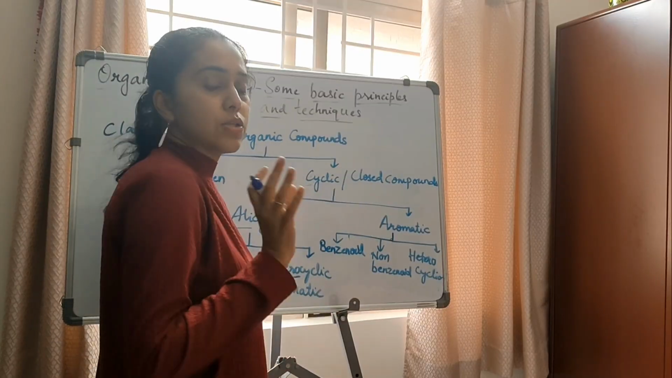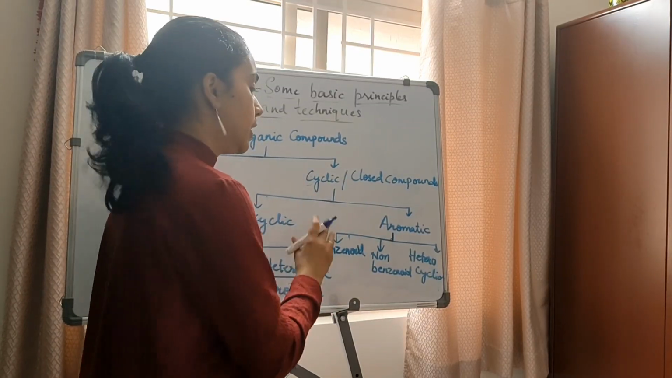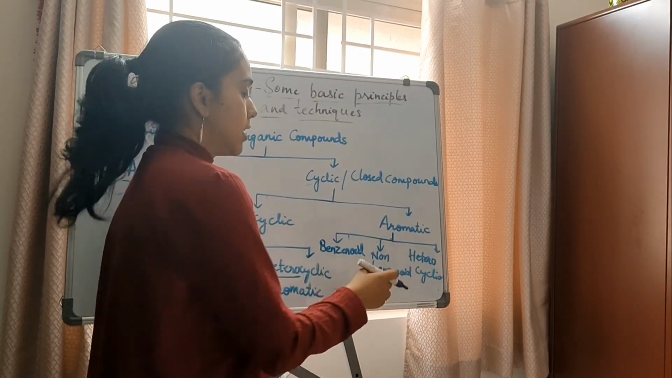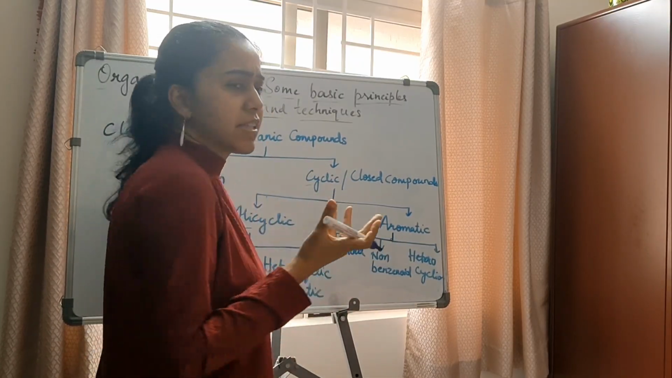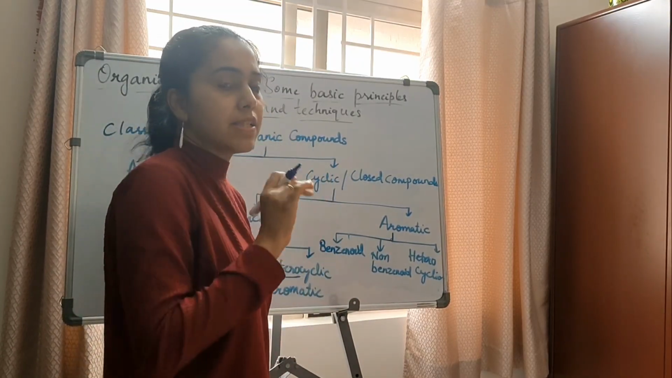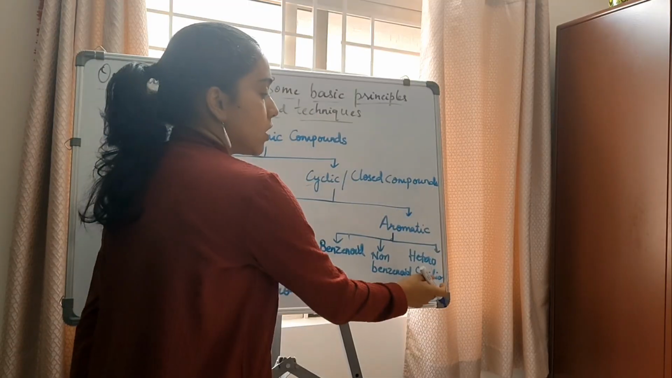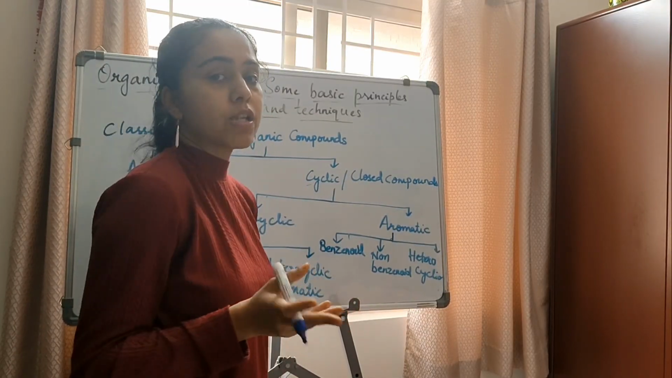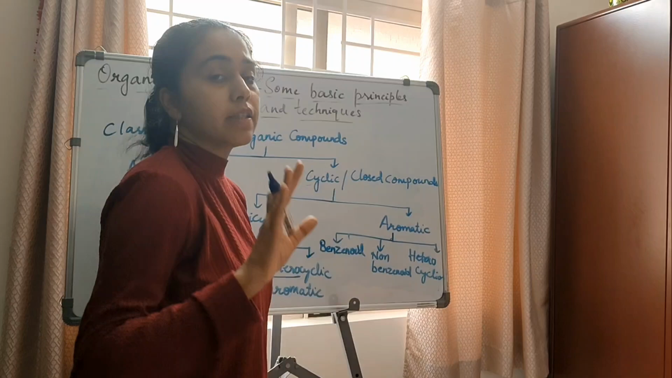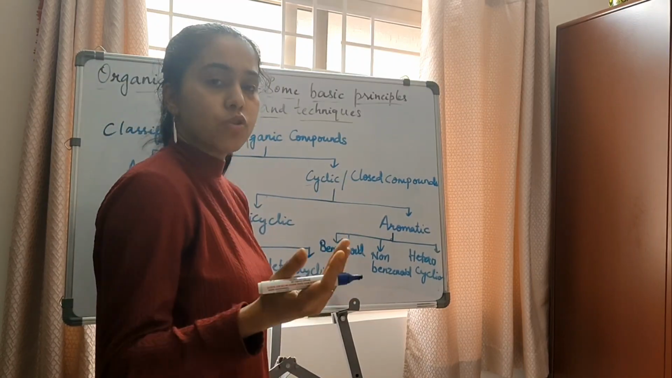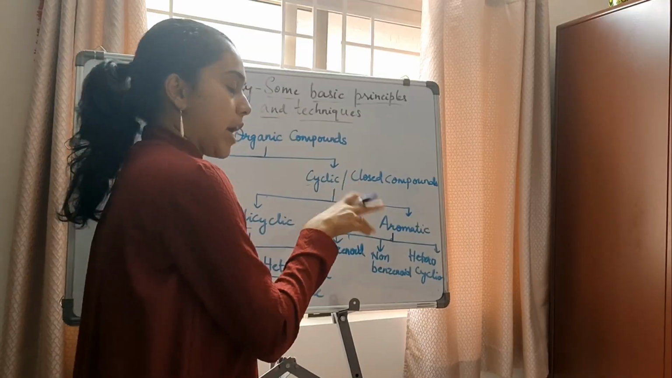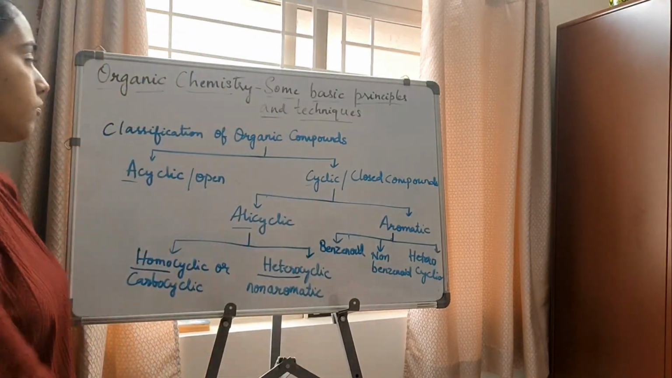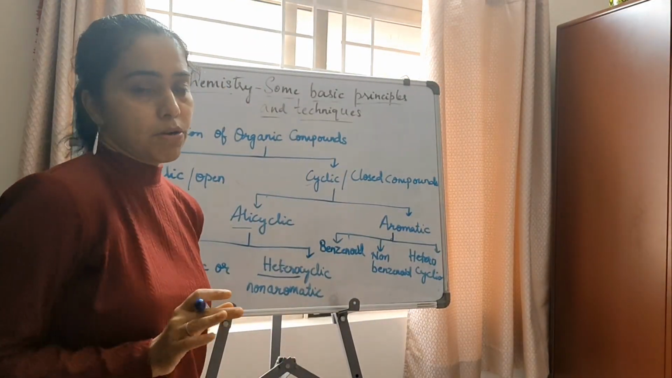First of all, benzenoid. Here you will have a benzene kind of ring in the compound. Second is non-benzenoid type of compounds. The name itself tells you that this will not have a benzene-like structure. Third is heterocyclic aromatic compounds. Again, here along with carbon, there will be some heteroatom like nitrogen, sulfur, etc. So it is called heterocyclic. You will have a cyclic, aromatic ring. So this is the classification of organic compounds.